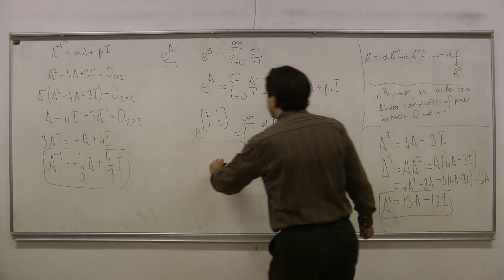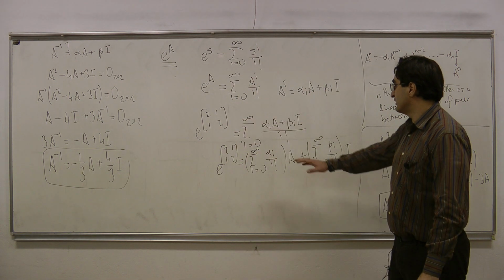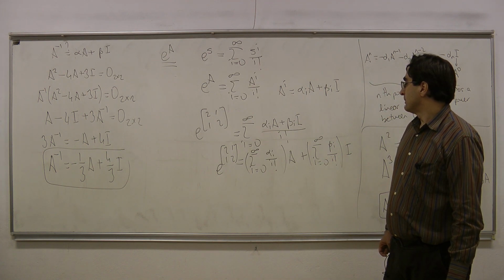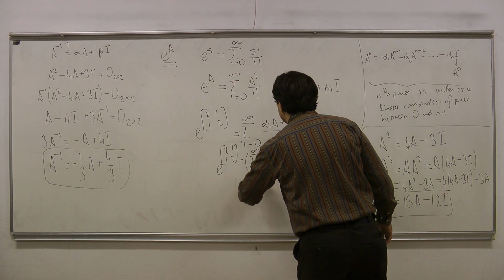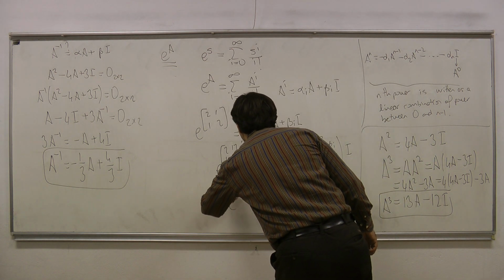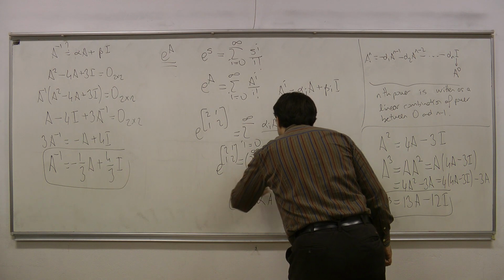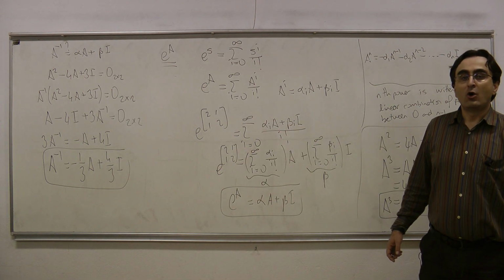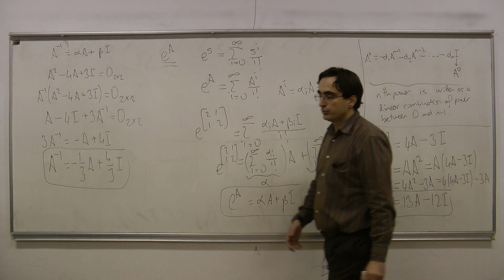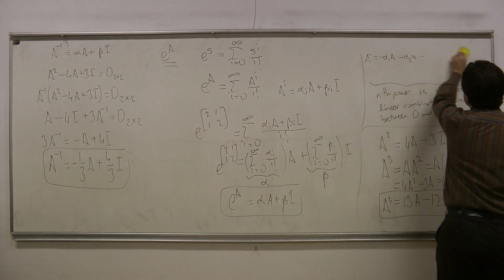So you see that I could write e to the A, where this is my A matrix, as a linear combination of A and identity here. Okay? So here if I call this coefficient alpha and this coefficient beta, then e to the A for this matrix is nothing but alpha A plus beta identity. Again, a linear combination of the powers of A between 0 and n minus 1, where n was equal to 2 in this case.